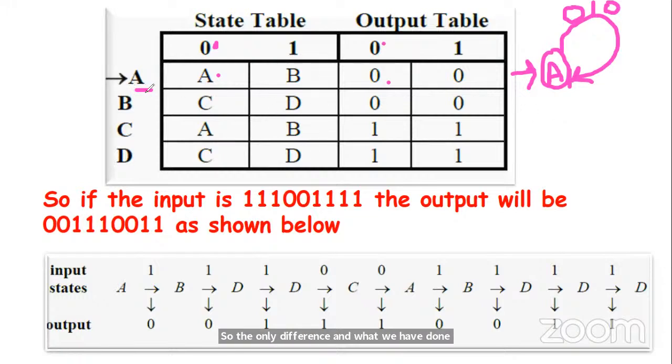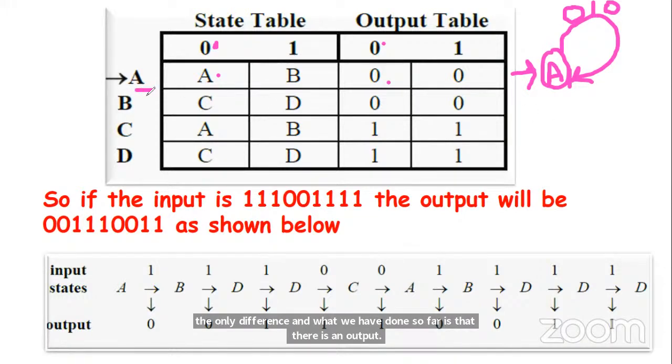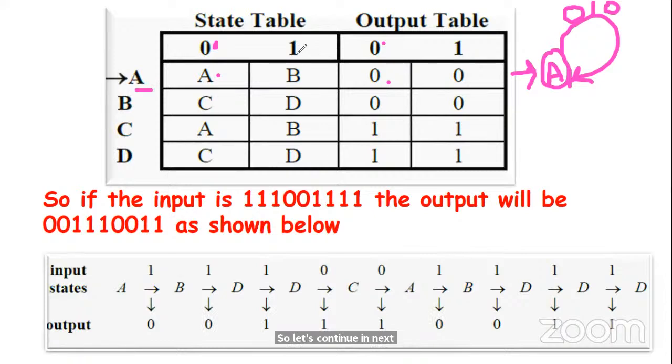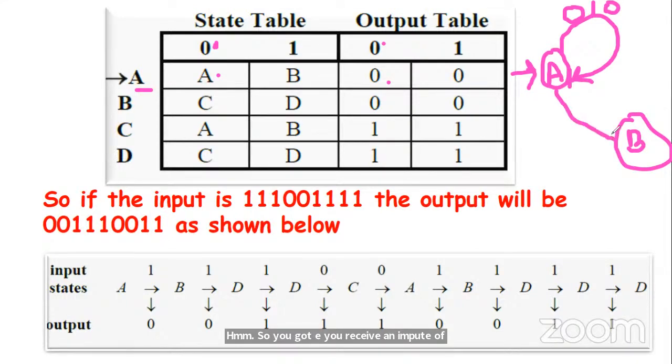So let's continue. The next one is that you are still on A. You receive an input of 1. You go to B. So let's assume B is here. So you are at A. You receive an input of 1 from A. So it says you go to where? B. And you have gone to B. And what's your output under 1? The output is 0.